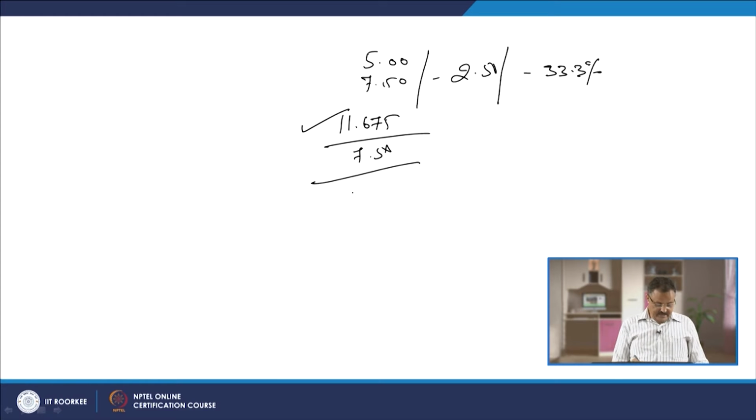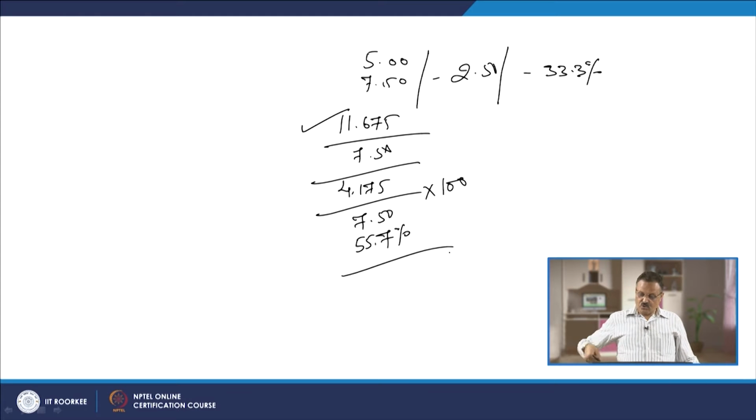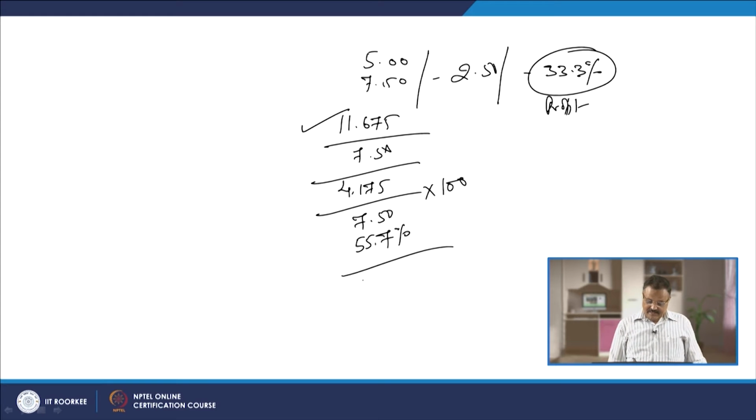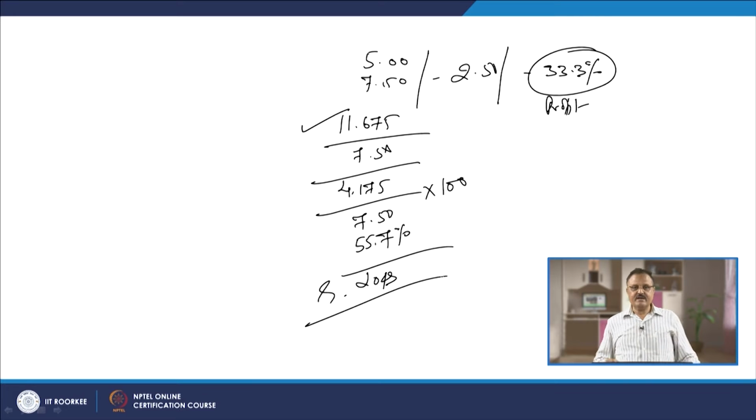You are in the state of loss, and the loss is how much? 4.175, and if you take it as a percentage of 7.5, this amount will work out as 55.7% loss. So, under the total costing system, we are in the 33.3% of the profit. Here, when we are calculating as per this, we are in the state of gross loss. So, it means now where lies the problem? Which system is the more accurate system, whether the absorption costing system or the activity based costing system? The absorption costing system says we are in the profit, activity based costing system says we are in the state of loss.